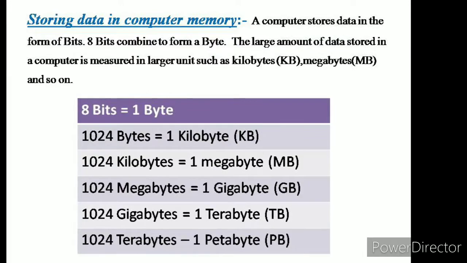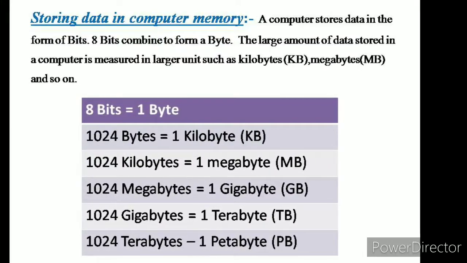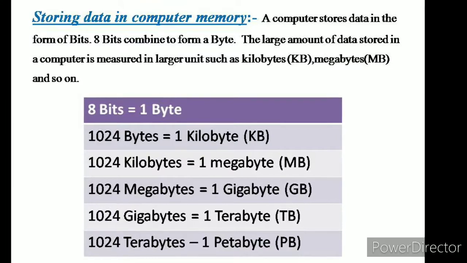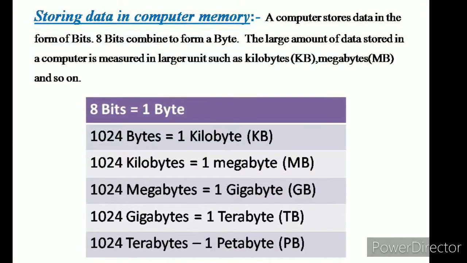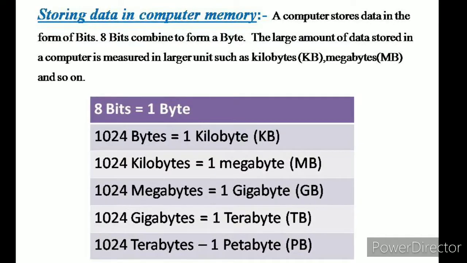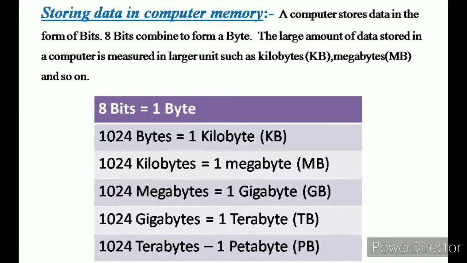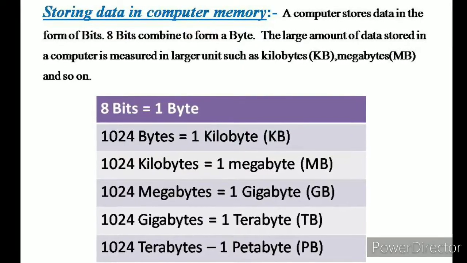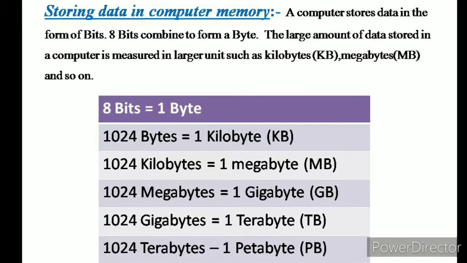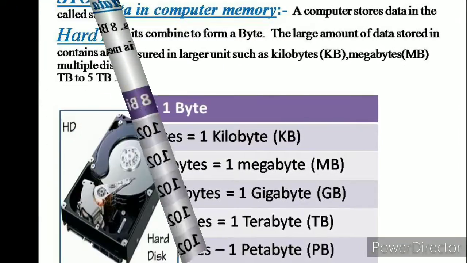The large amount of data stored in a computer is measured in large units such as kilobyte, megabyte, and so on. 8 bits is equal to 1 byte, 1024 bytes is equal to 1 kilobyte, and 1024 kilobytes is equal to 1 megabyte. 1024 megabytes is equal to 1 gigabyte, and 1024 gigabytes is equal to 1 terabyte. 1024 terabytes is equal to 1 petabyte.